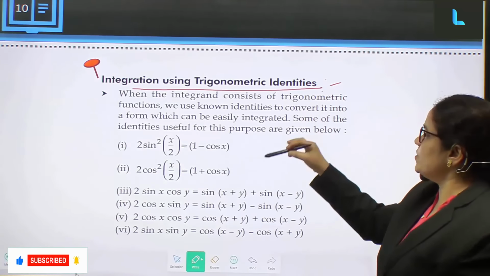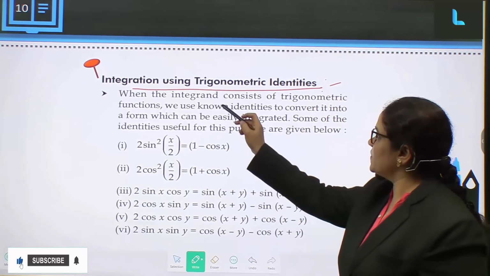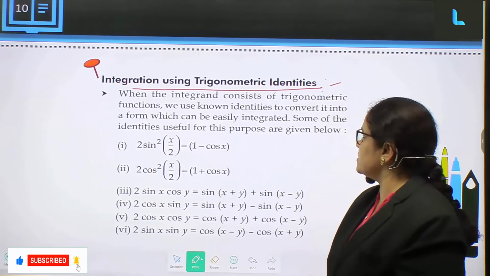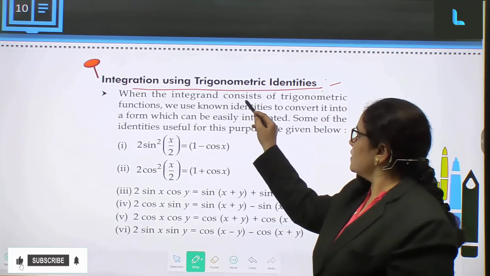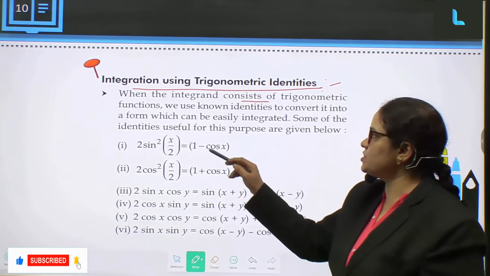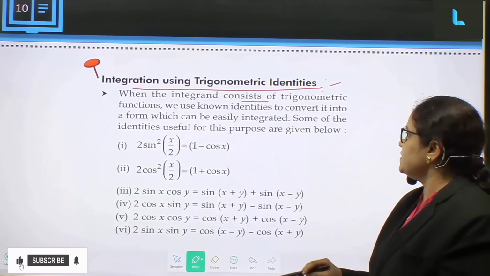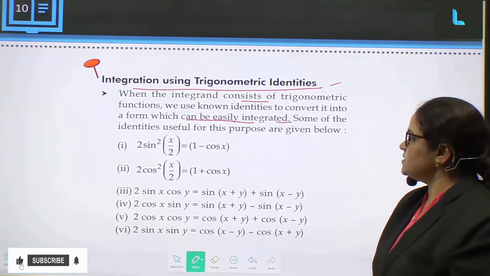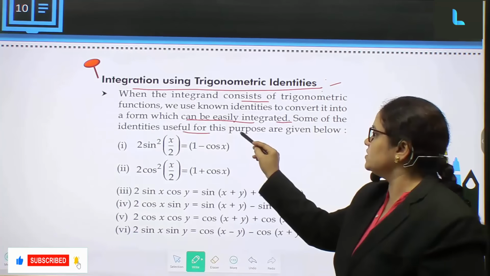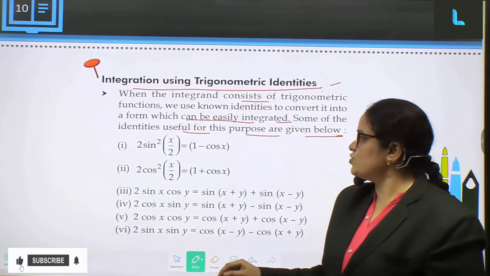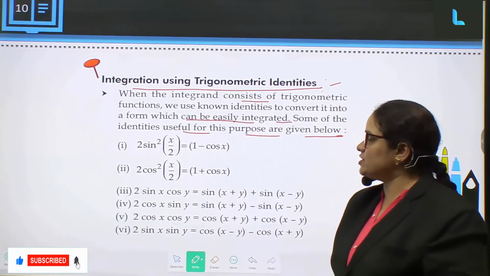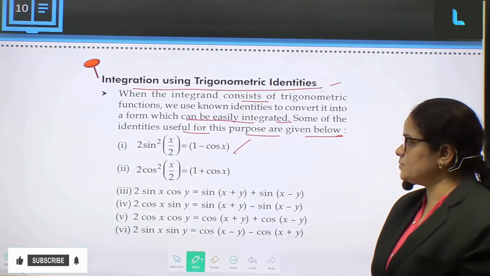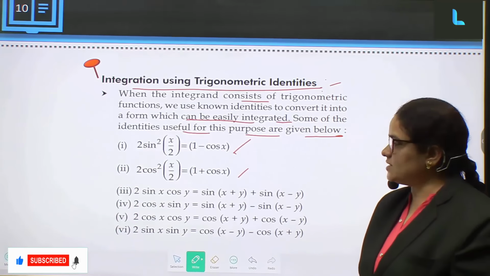Next topic is integration using trigonometric identities. When the integrand consists of trigonometric functions, we use known identities to convert it into a form which can be easily integrated. Some of the identities useful for this purpose are given below. First, 2 into sine square x by 2 equals 1 minus cos x. The second, 2 into cos square x by 2 equals 1 plus cos x.